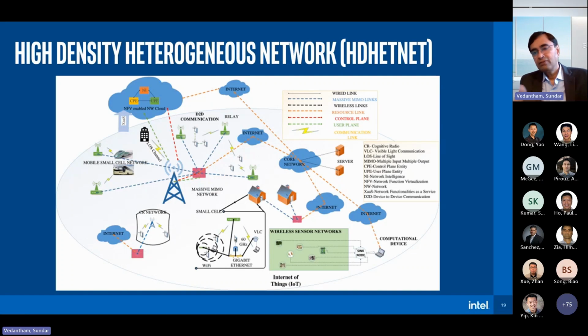So that anywhere and everywhere you always have connectivity available and accessible to you, right? So each one of these, cognitive radio, visible light communication, line of sight, all this comes into play. And you need to take those into consideration, whether it's a wired link or a wireless link or whatever it may be, to get things going without disrupting the service at any point, right?